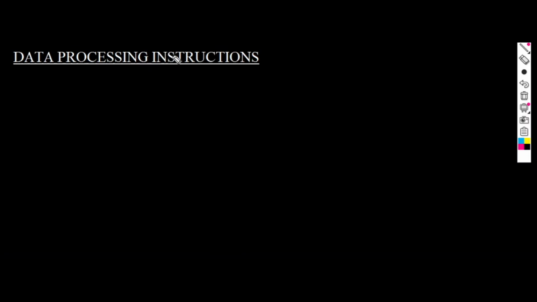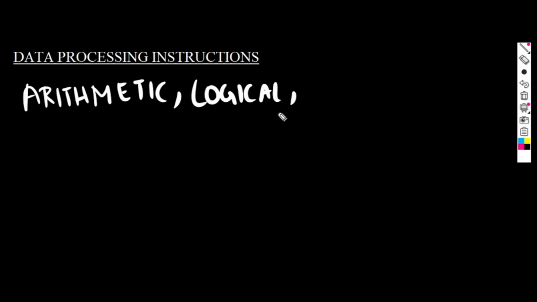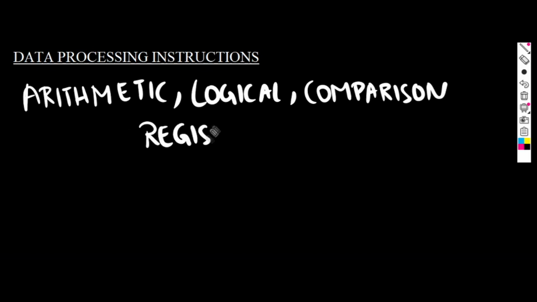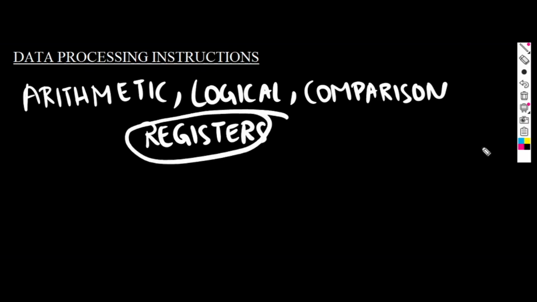In the ARM architecture, data processing instructions are a fundamental set of instructions used to perform arithmetic, logical, and comparison operations on data held in registers. Okay, these instructions do not access memory and they operate purely on registers.